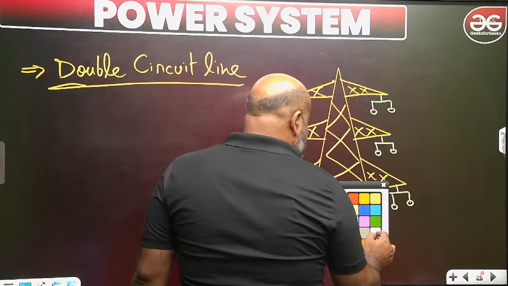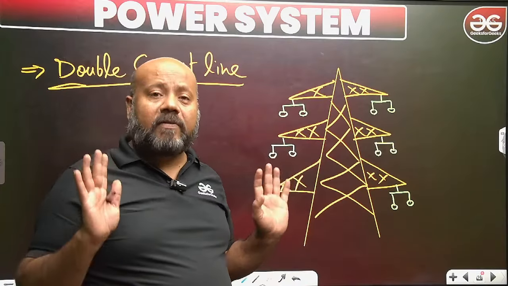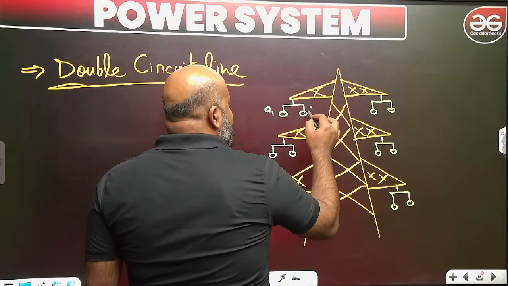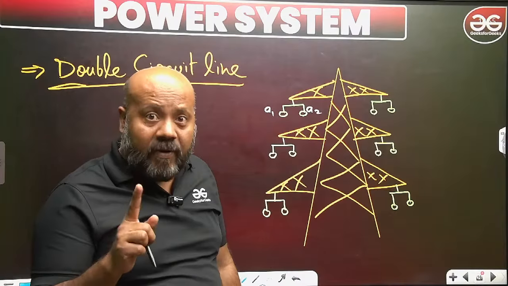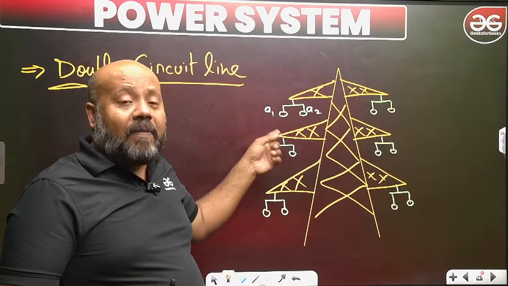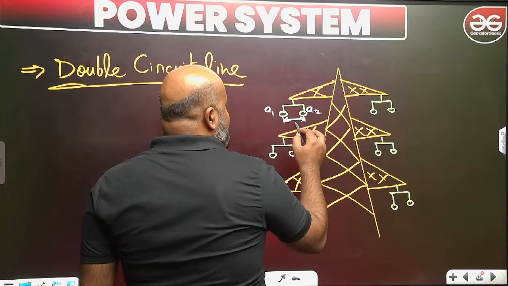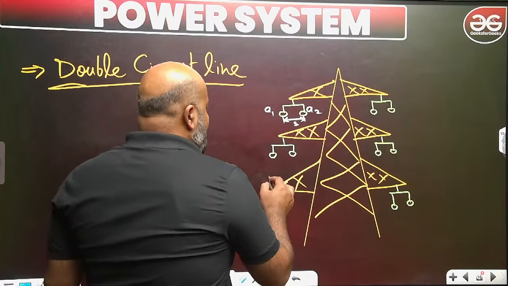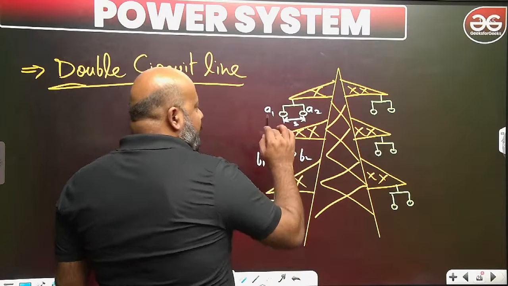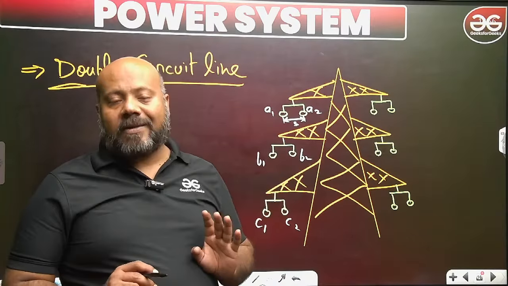Now understand very carefully, extremely important, what is a double circuit line. Most people have this confusion. When I am writing A1 and A2, see very carefully, these A1, A2 are bundled conductors. These are subconductors. Distance between them is S. So A1, A2, or B1, B2, or C1, C2: A1, A2 is the bundled conductor for A, B1, B2 for B, and C1, C2 for C.